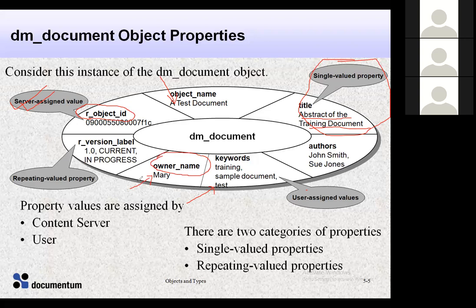For example, once you upload a document, by default the system picks your name and assigns it to that property. You can't edit that owner name. Once you log in with a particular user ID, the system automatically assigns that user ID as the owner name. Some properties are repeating value properties, meaning they have more than one value, separated by a comma. For example, the author has two values, separated by a comma.